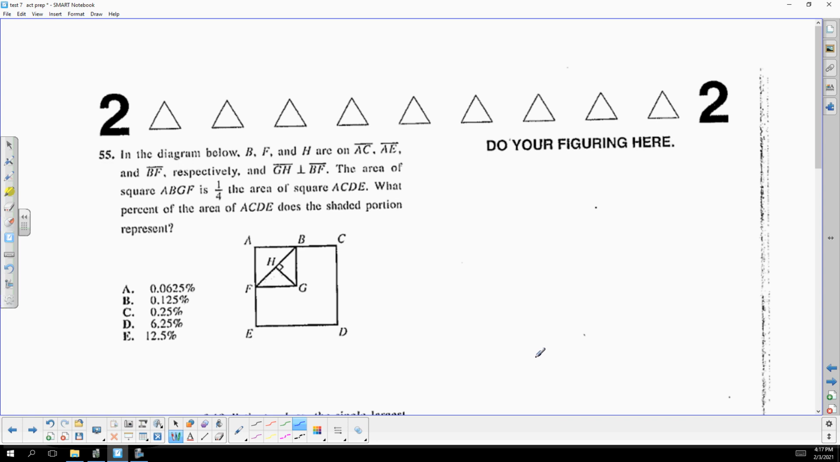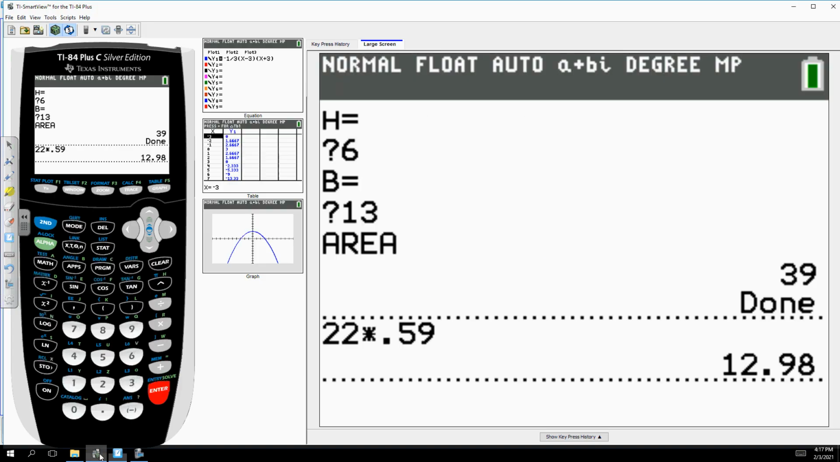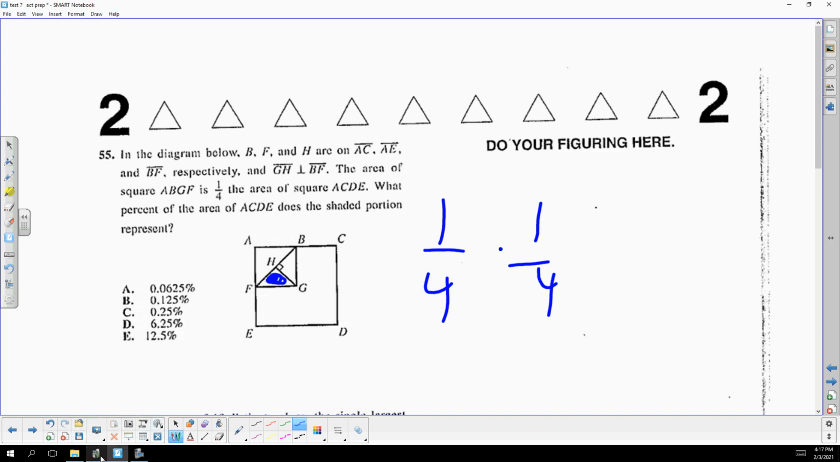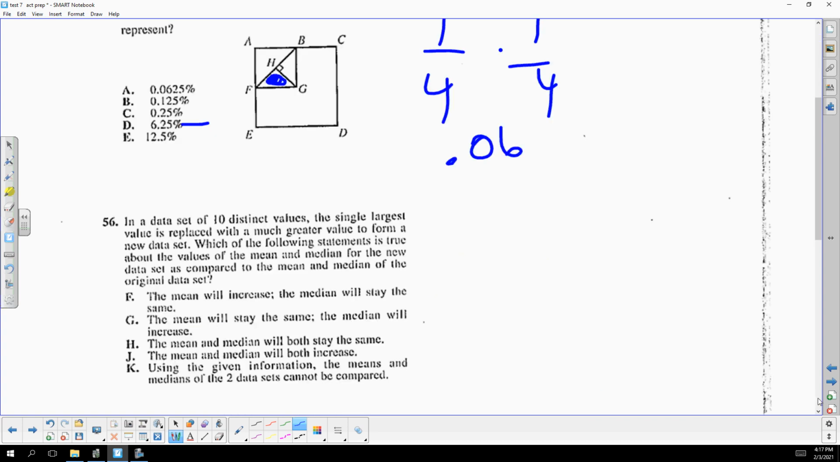This one, somehow the shaded got, but it's just 1/4 of 1/4. The square, you got 1/4 of it, and of that 1/4, you're shading 1/4. So it's 1/4 of 1/4, or 1/4 times 1/4, of means times, and that's 0.06, or rather 0.06 as a fraction or decimal, 6% as a over 100.